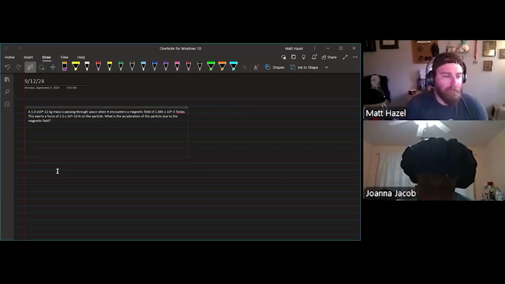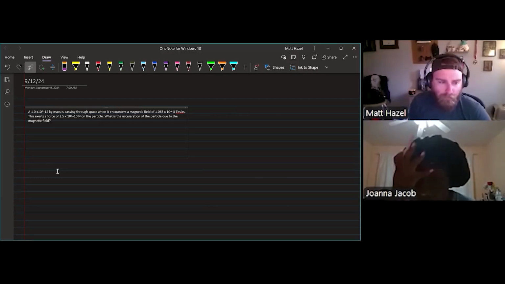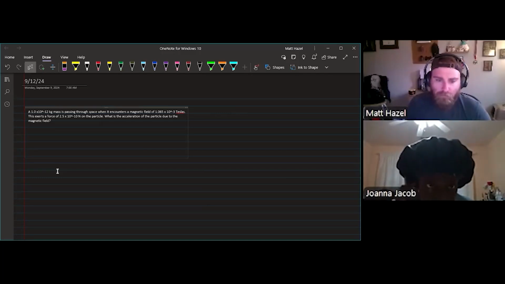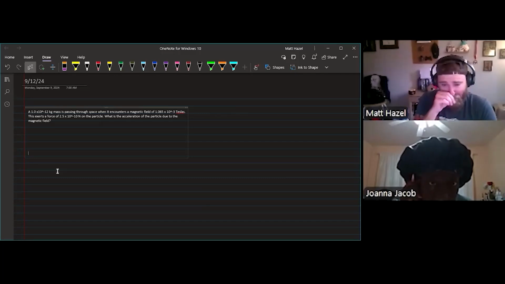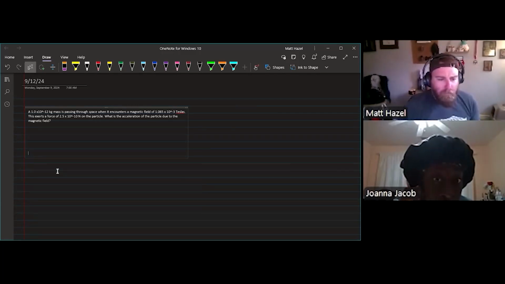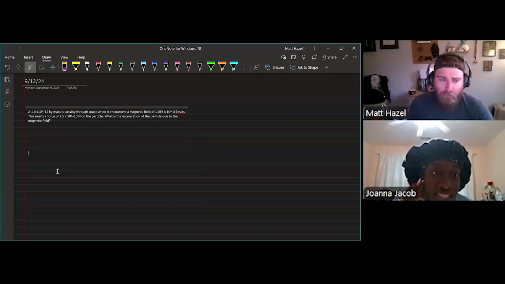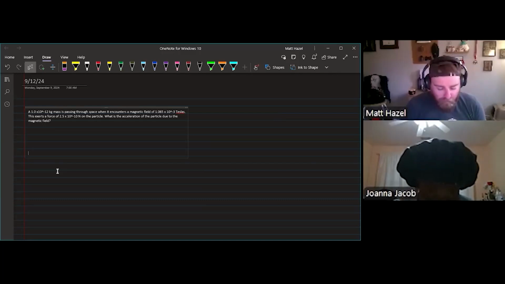Okay, so we got a mass in kilograms. It's passing through a space when it encounters a magnetic field. So now we're talking about a magnetic field that has a number of Teslas. That could be the vacuum we talked about. This exerts a force of 2.5 on the particle that we put in a magnetic field. So now we got force.